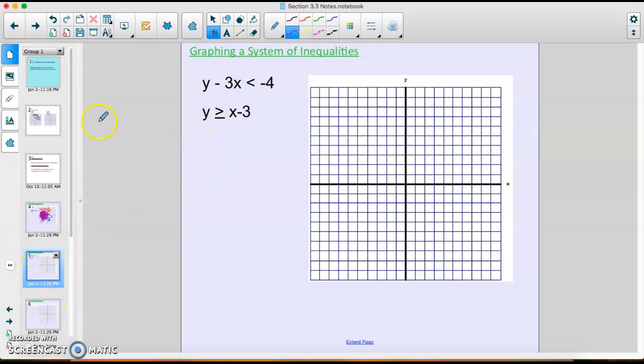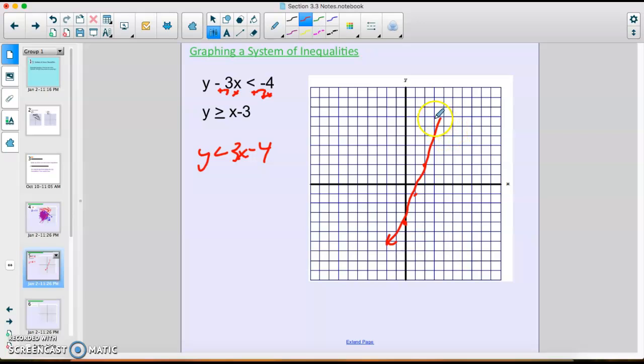All right, so another example here. With our first one, first we need to add 3x to both sides. So we end up with y is less than 3x minus 4. So we graph that real quick. Then we go up 3 over 1, up 3 over 1, up 3 over 1. We draw our line as best we can.